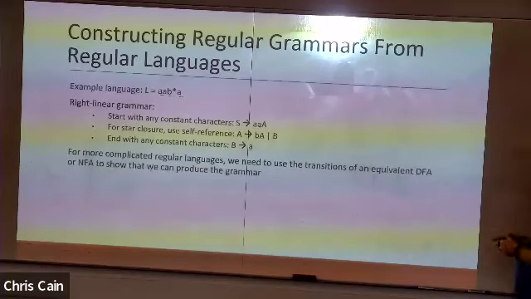This is about as complicated as regular grammars get, which is incredibly nice. They're not super complicated. You just have to remember to construct something that's either right linear or left linear, and the way that you're going to do that is chunking out the either constants or variables. And if that variable represents star closure, then you'll have self-reference in the grammar.